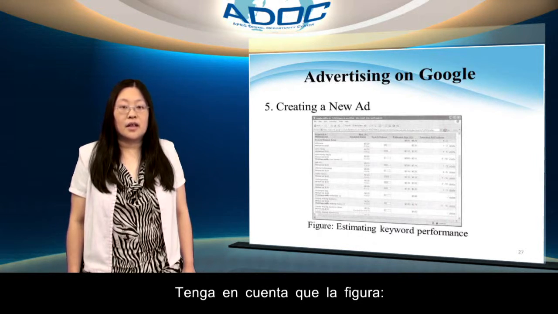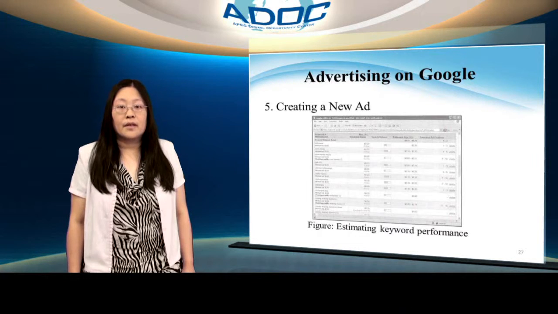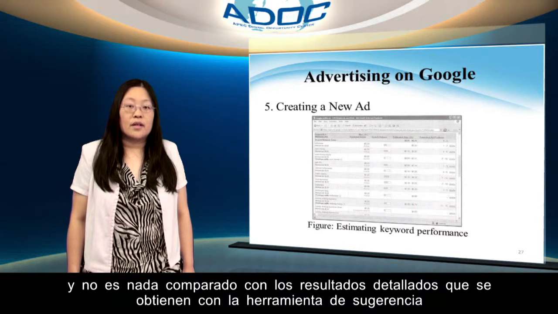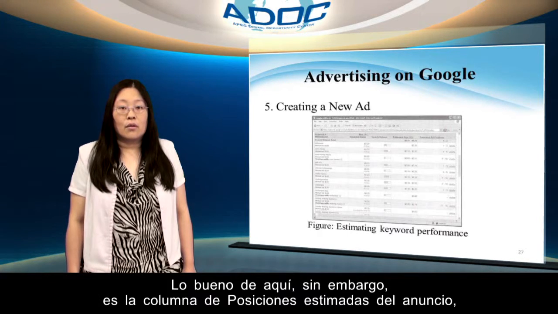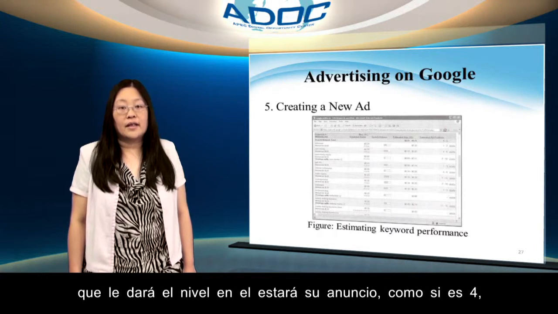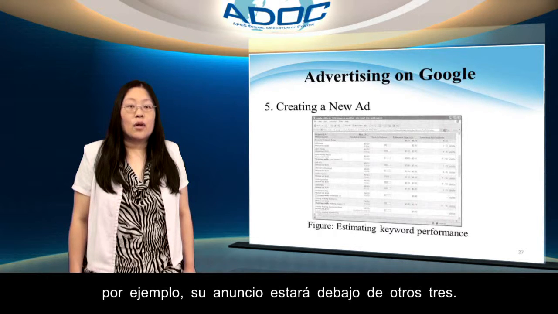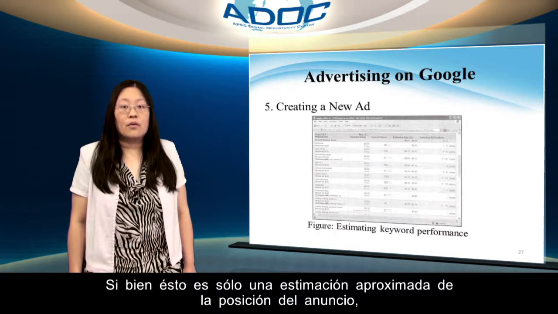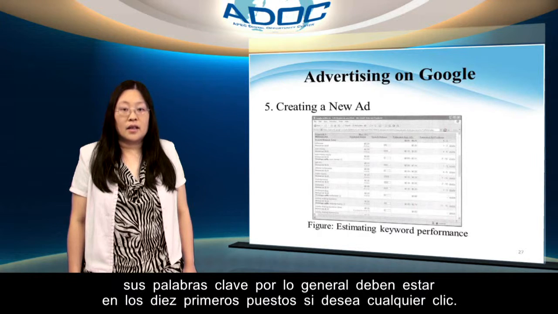Note that the figure, estimating keyword performance, only gives you a relative estimate of search traffic. It's nothing like the detailed result you get with the Google keyword suggestion tool you saw in the previous chapter. What's good here, however, is the estimated ad positions column, which gives you the level your ad will be at. If it's 4, for example, your ad will be below 3 others. Although that is just a raw estimate of ad position, your keywords should usually be in the top 10 positions if you want any clicks.